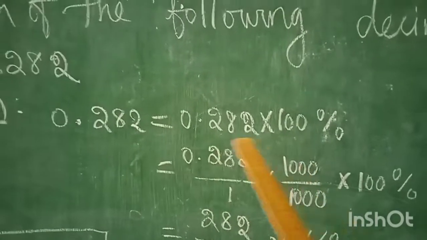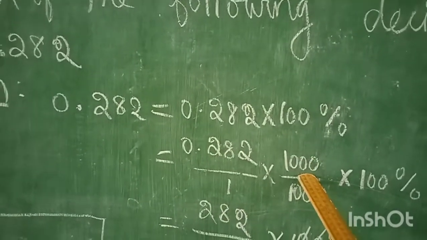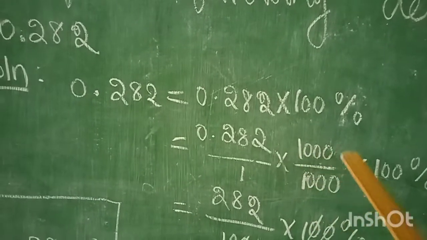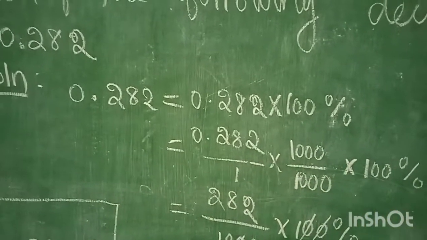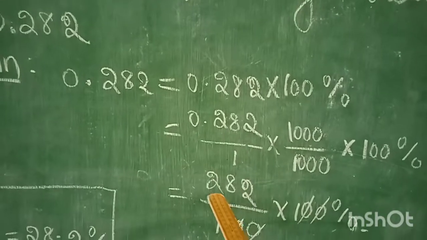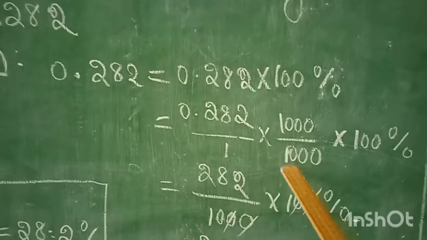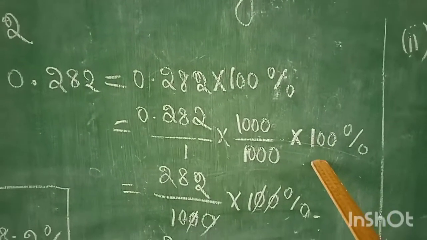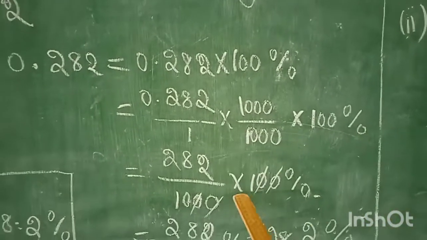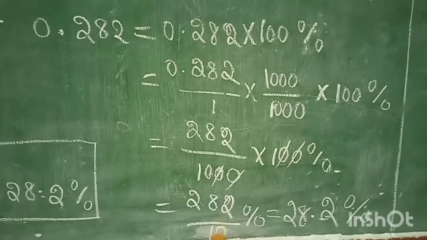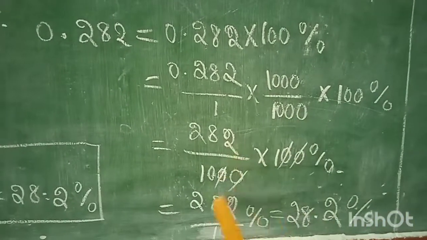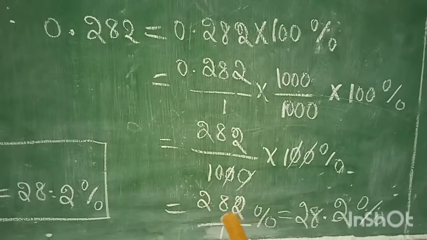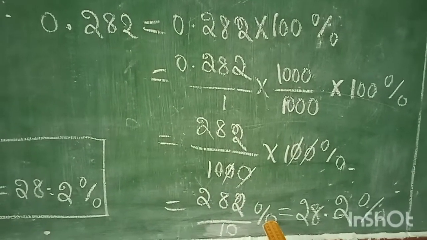Okay, so do the multiplication. If you do the multiplication, you will get the answer like 282.000. So we are removing the 3 zeros. So we are getting the answer 282 upon 1000. Then we also have 100%. So directly bring it out. After that 2 zeros, 2 zeros, we are cutting that. The remaining we have 282 upon 10%.